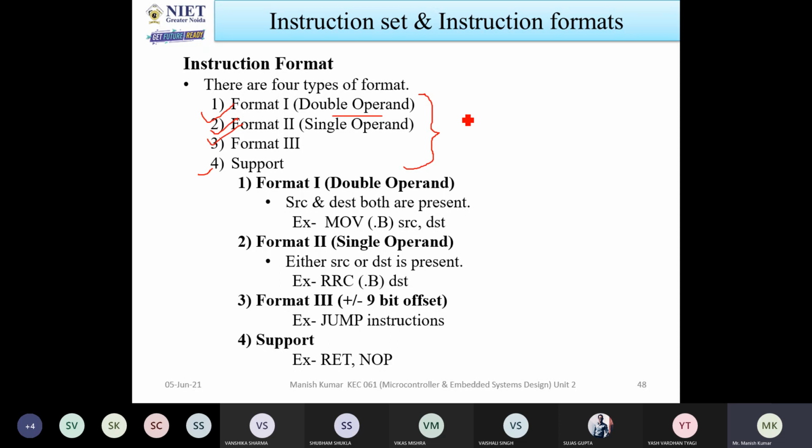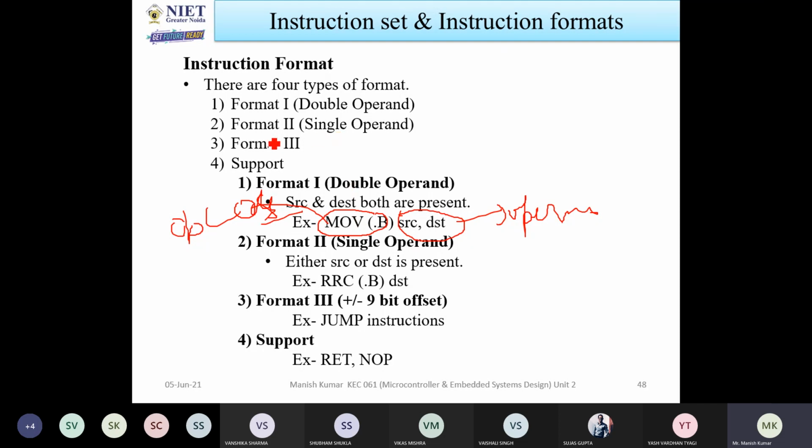What is the meaning of operand? Every instruction has 2 things, opcode and operand. Like if you have written mov.b src dst, this is the full instruction. This part is called the operand, and this part is called the opcode. So when we are talking about format 1, both should be there, operand and opcode.